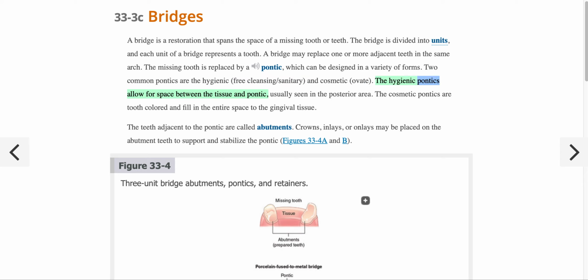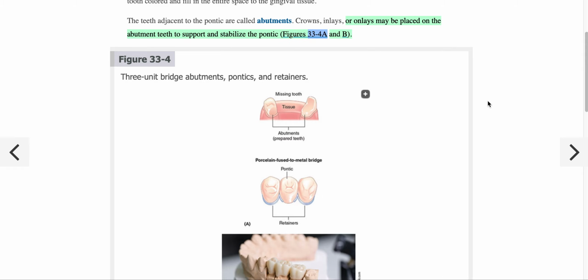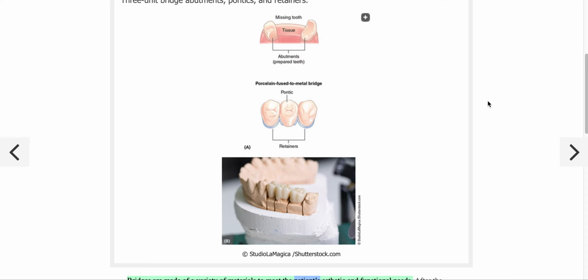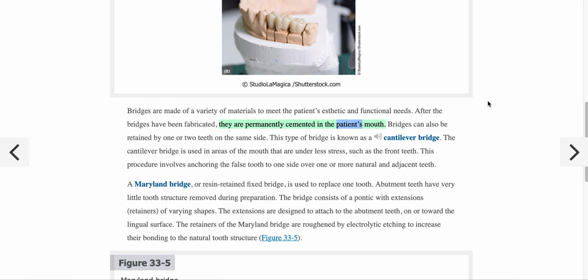The hygienic pontics allow for space between the tissue and pontic, usually seen in the posterior area. The cosmetic pontics are tooth-colored and fill in the entire space to the gingival tissue. The teeth adjacent to the pontic are called abutments. Crowns, inlays, or one-lays may be placed on the abutment teeth to support and stabilize the pontic, figures 33-4A and B. Bridges are made of a variety of materials to meet the patient's aesthetic and functional needs. After the bridges have been fabricated, they are permanently cemented in the patient's mouth.